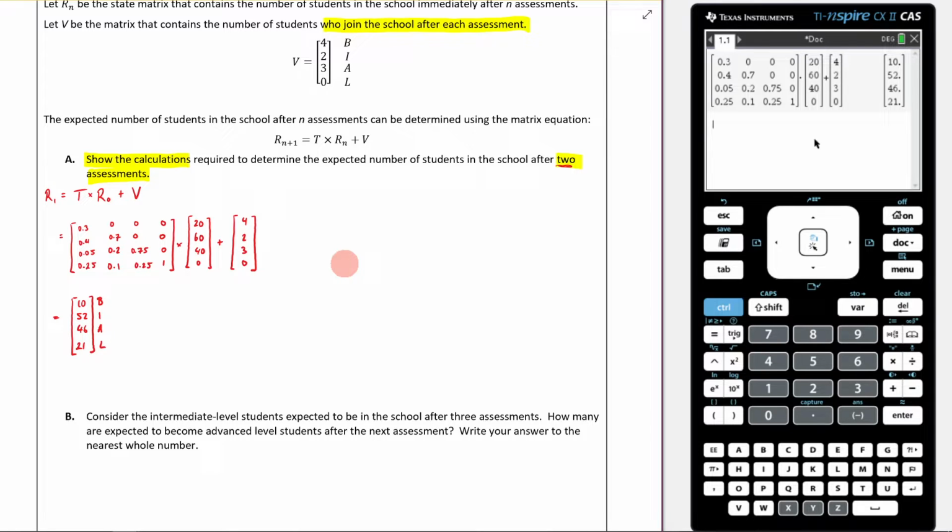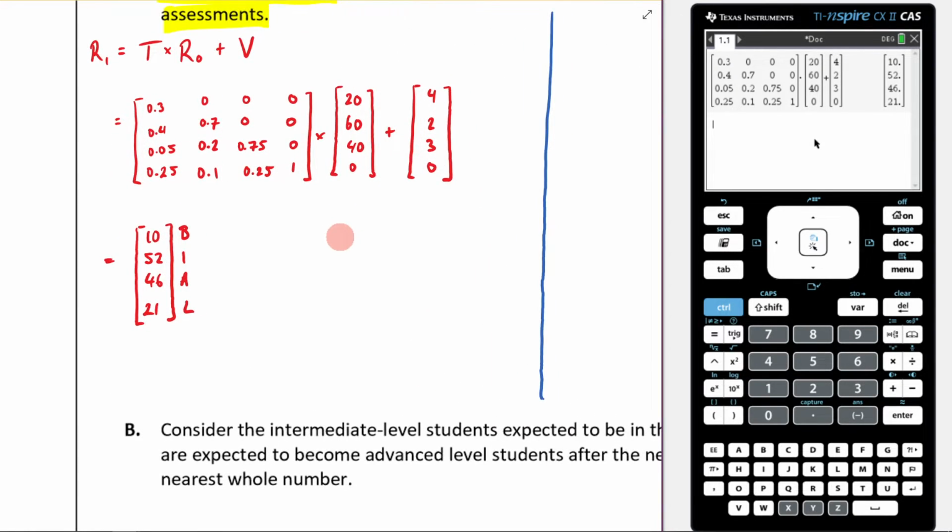Well, let's figure out how many kids are at the school after the first year, shall we? So let's just kind of partition this off. That should give us enough room on the other side. Well, as you can see here, at the end of the first year, or after first assessment, I have 10 beginners. That's not how you spell beginners at all. Oh no, that's how you spell beginners.